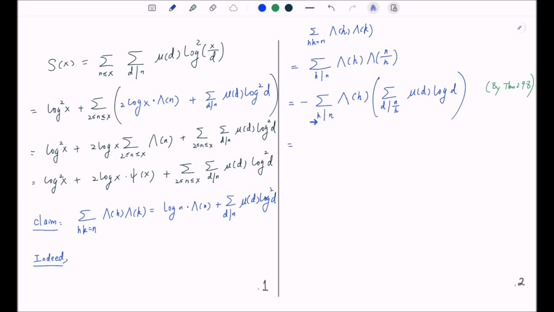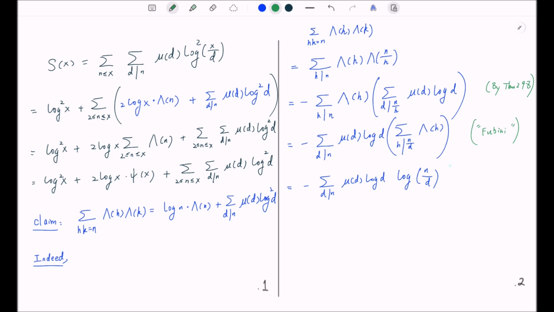And next, we're going to flip these two sums. The outer sum will be over all divisors d of n, and the inner sum will be over all h, which are divisors of n divided by d. You can think of this as a Fubini type theorem. And now we see a divisor sum of lambda of h. This reminds us of another theorem in the previous section, which says this sum is actually a log. And this is by theorem 296 from the previous section.